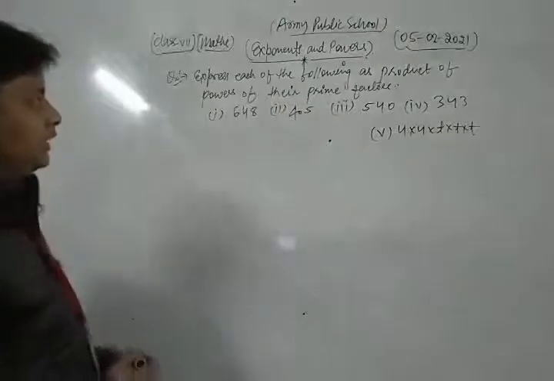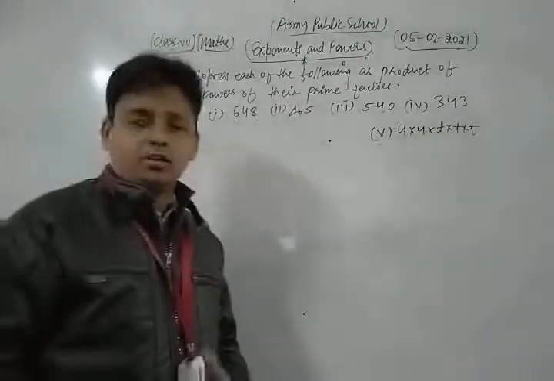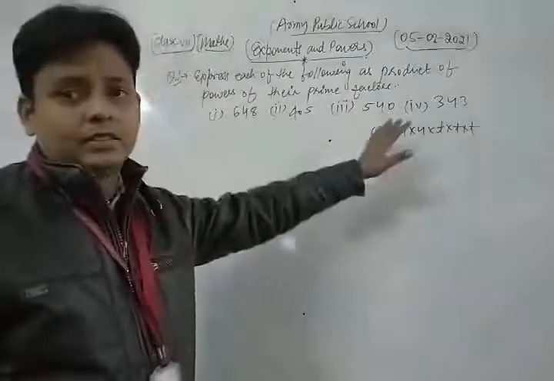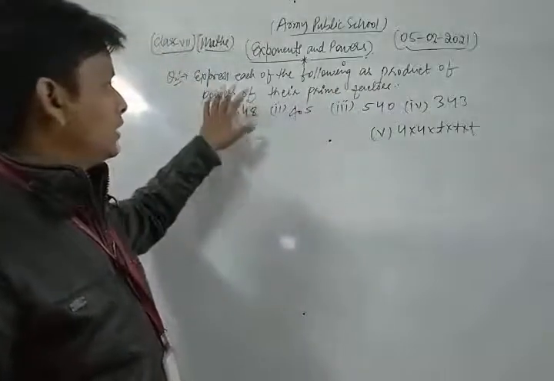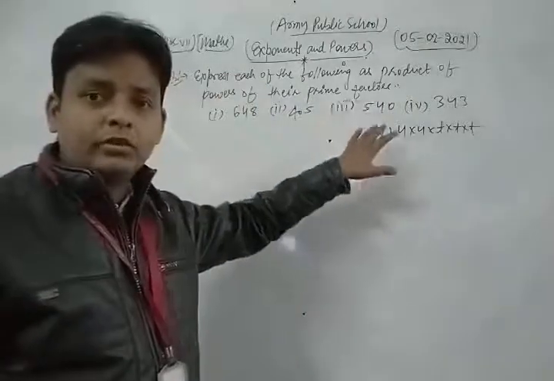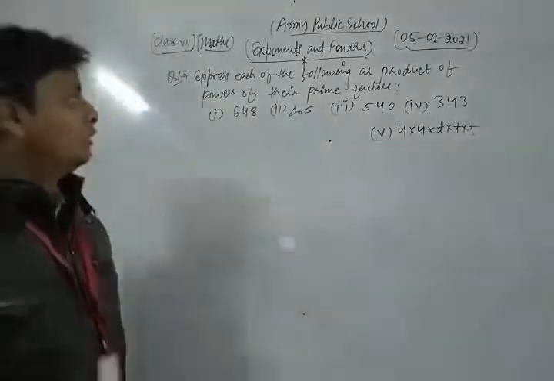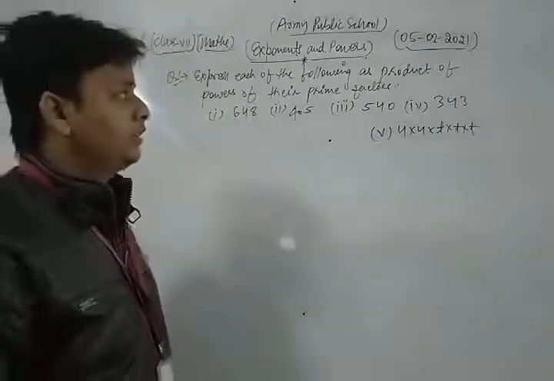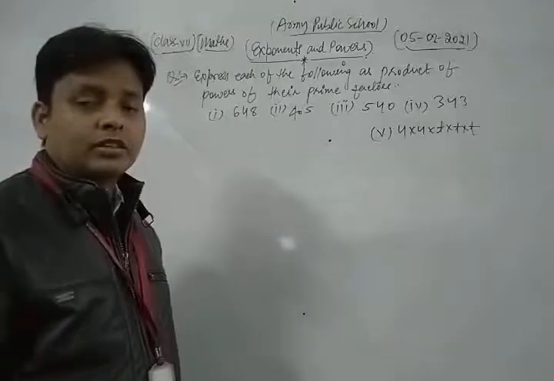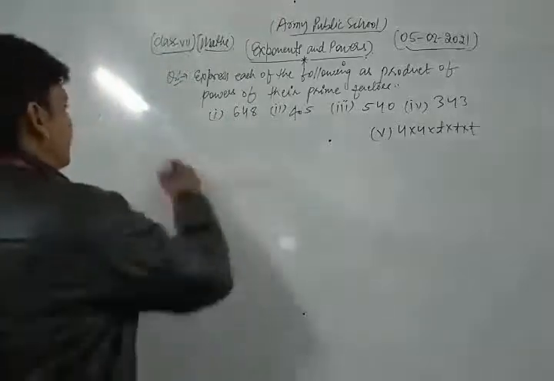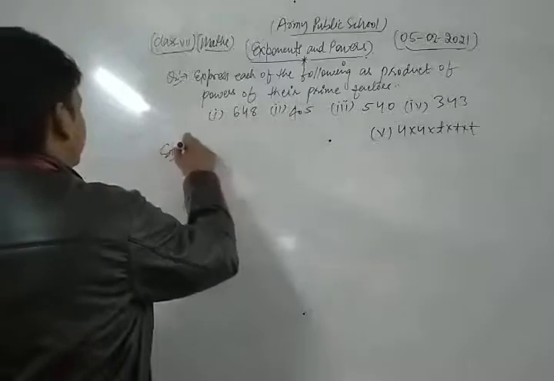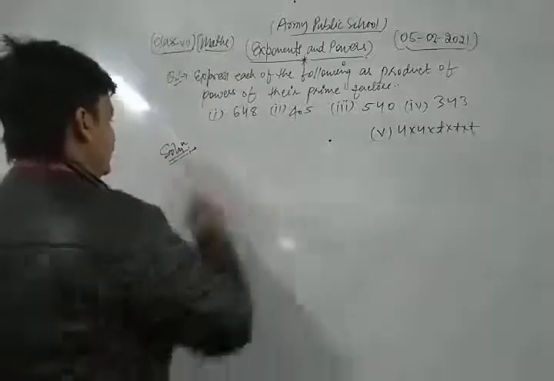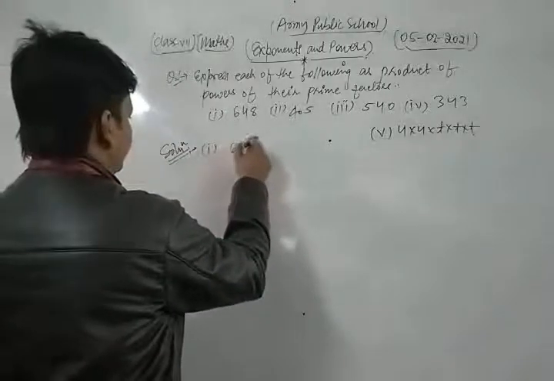Okay, dear friends, we express each of the following according to the question: express each of the following as a product of powers of their prime factors. Now let's see what the solution of that question is. Let's see, we simplify it. Here first of all we solve the first part of this question, which is 648.